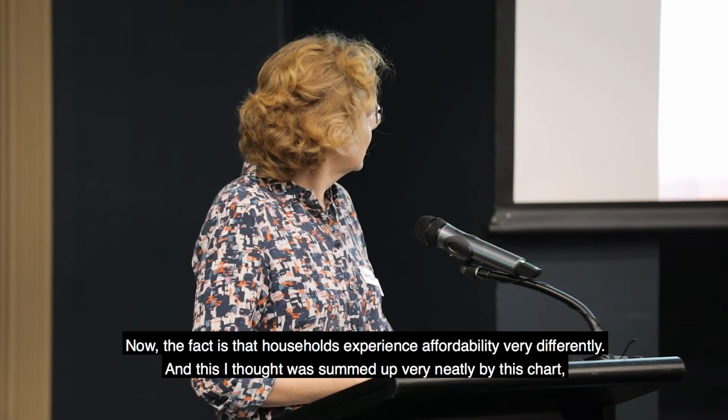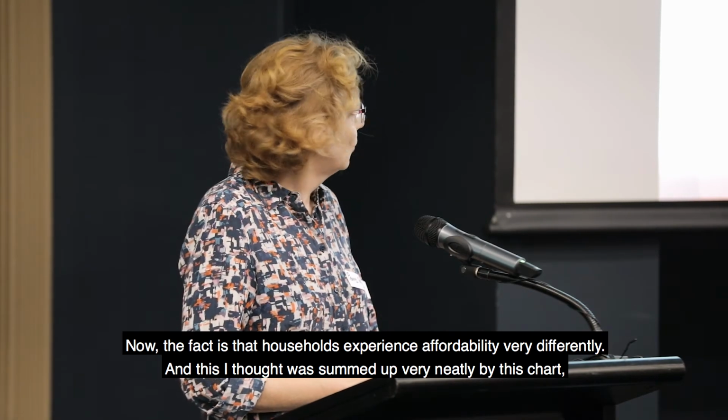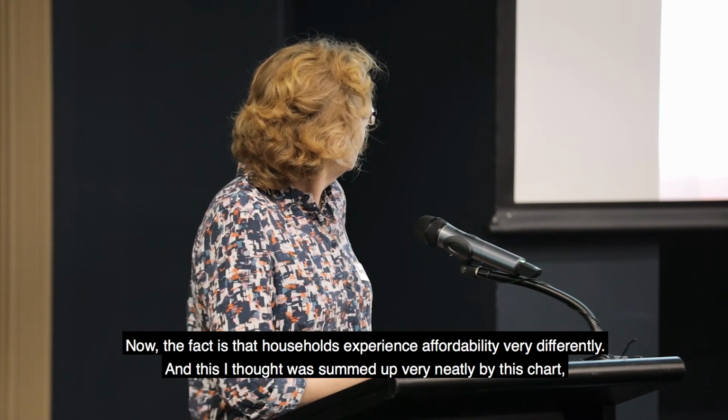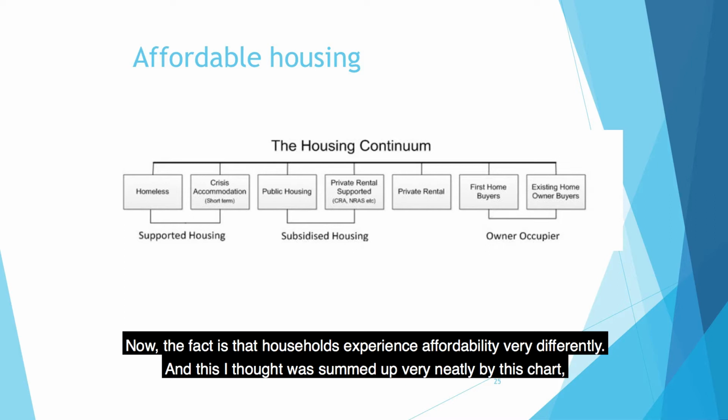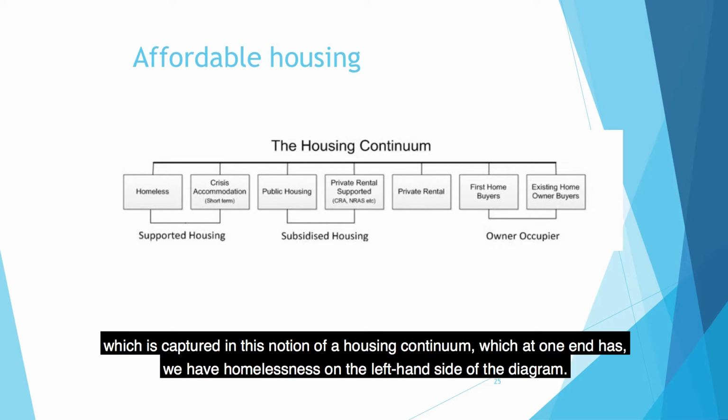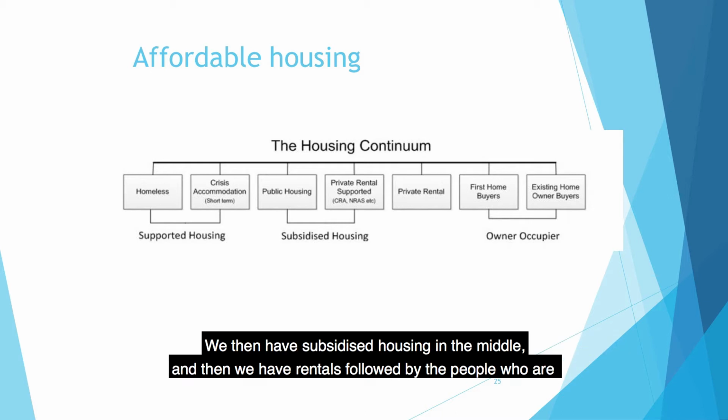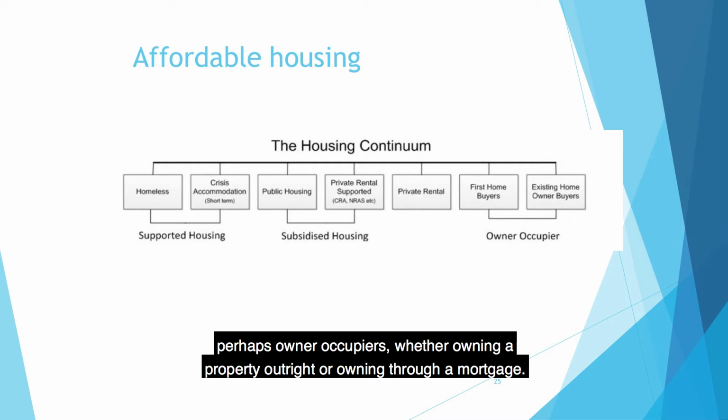Now, the fact is that households experience affordability very differently, and this I thought was summed up very neatly by this chart, which is captured in this notion of a housing continuum. At one end we have homelessness on the left-hand side of the diagram. We then have subsidised housing in the middle, and then we have rentals, followed by the people who are perhaps owner-occupiers, whether owning the property outright or owning through a mortgage.